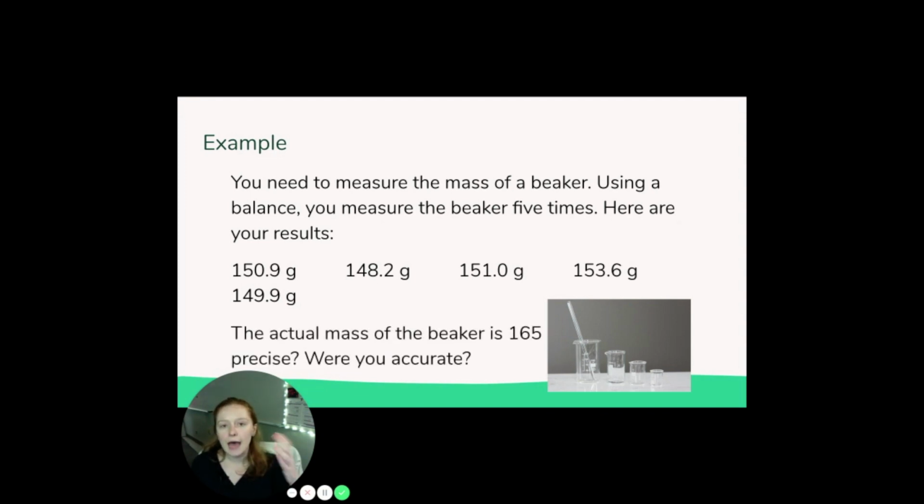But now that we know that the actual measurement that we get from the manufacturer of the beaker is 165 grams, your measurements were precise, but your measurements are not accurate. You're not getting close to that target, the actual true value. So that's the difference here between precision and accuracy.